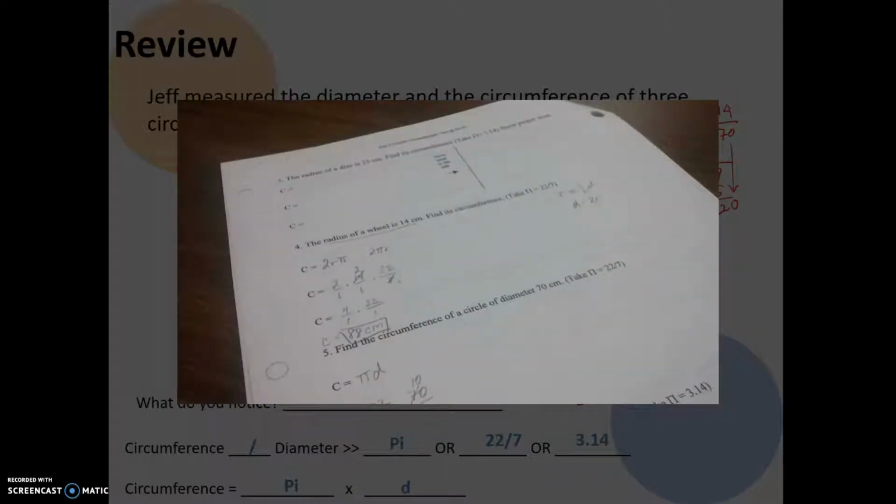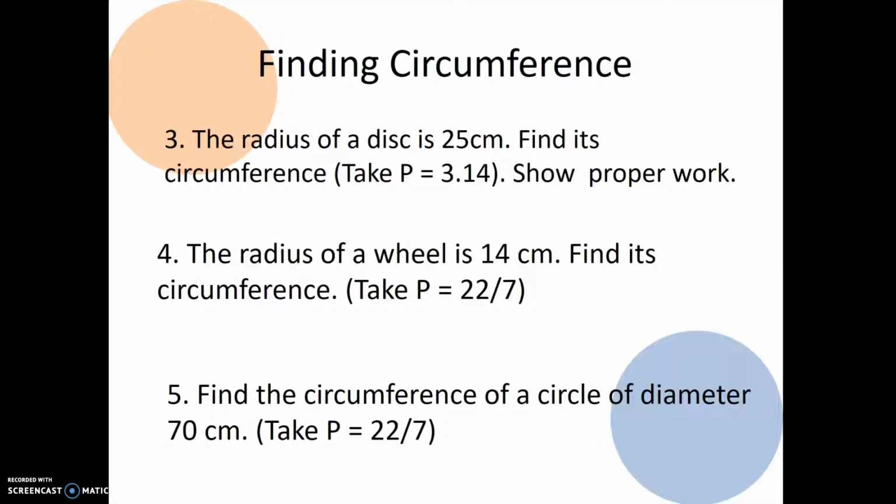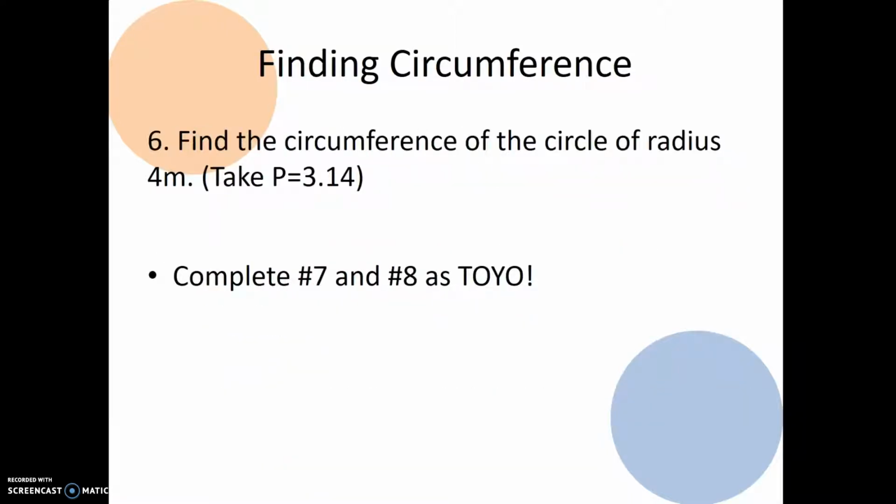All right, go ahead and pause the video and do the rest of the problems on this page and also on the next page. Okay, number 3, you should have gotten that the circumference equals 157 centimeters. If you didn't, check to make sure that you use the right formula, so circumference equals 2 pi r, not pi d. Number 4 we did together, it was 88. Number 5 we did together, it was 220. Number 6, you needed to deal with some decimals, and you should have gotten 25.12 meters.